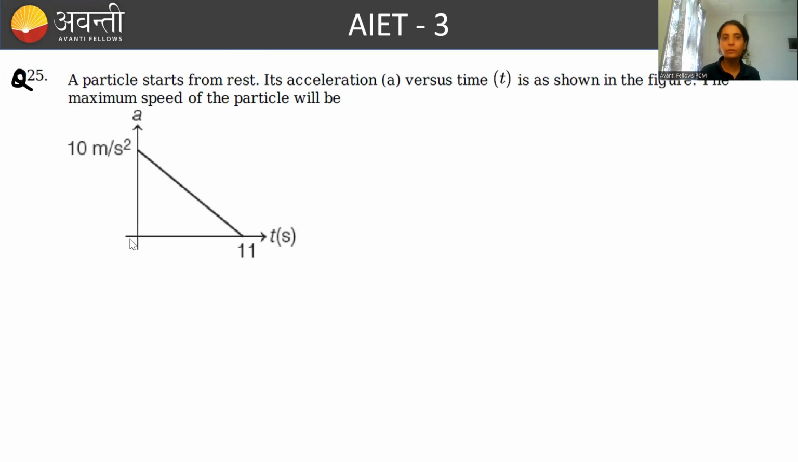Now let's do this question. A particle starts from rest. Its acceleration versus time is shown in the figure. Find the maximum speed of the particle. So the question is very easy. You can see this is an acceleration versus time curve, and the particle is starting from rest. So v is equal to 0, the initial velocity is 0. Then it started accelerating. So initially velocity is 0, and as more time progresses, its velocity will increase, right?